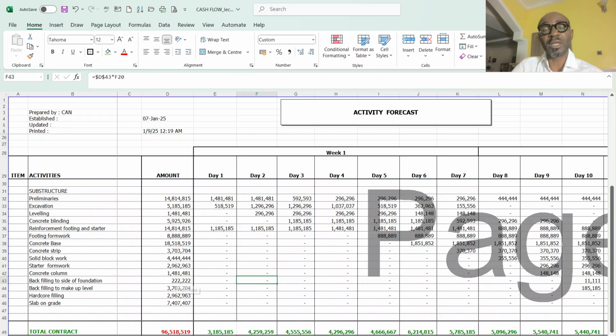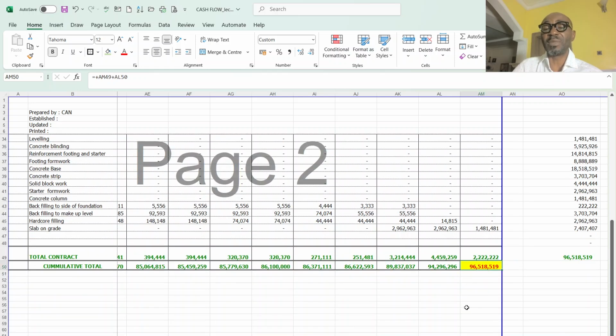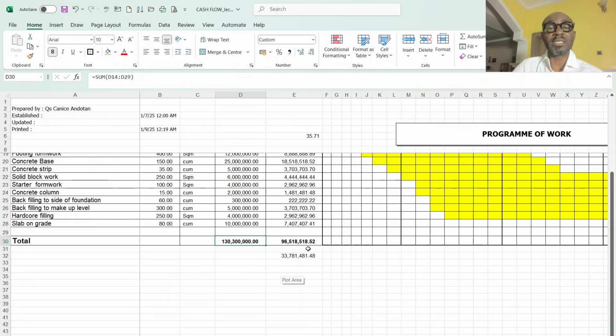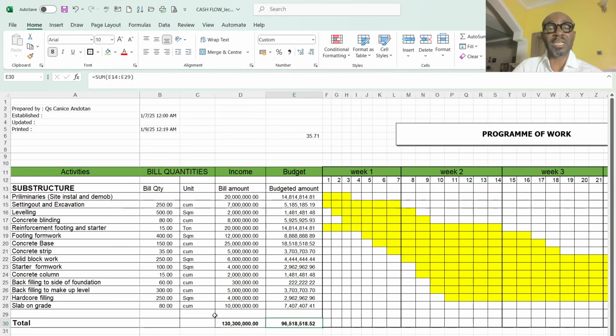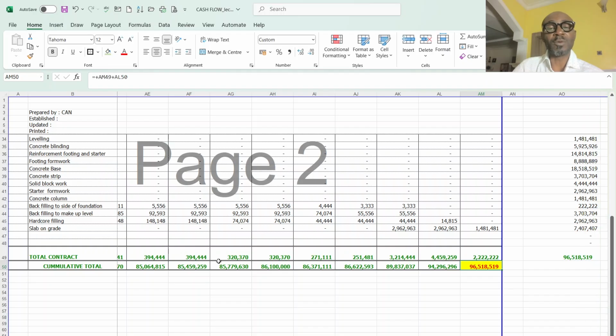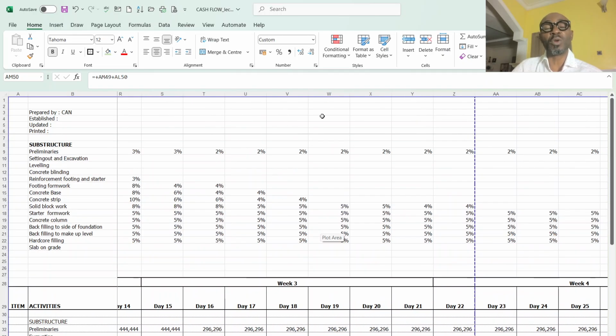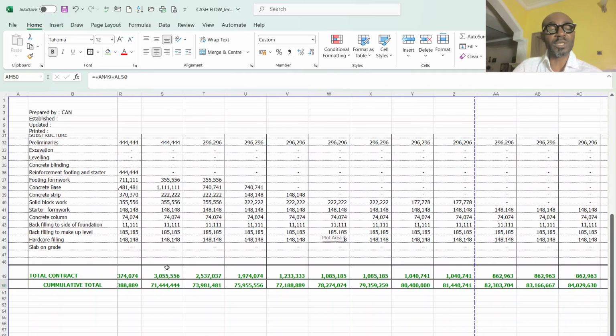I distributed according to the number of days, 35%. As you can see, I have 96 million here, which represents the 96 million that is in my expense, while the 130 million represents the 130 million I have here. So now, the same principle, the same logic that I used in distributing the figure.